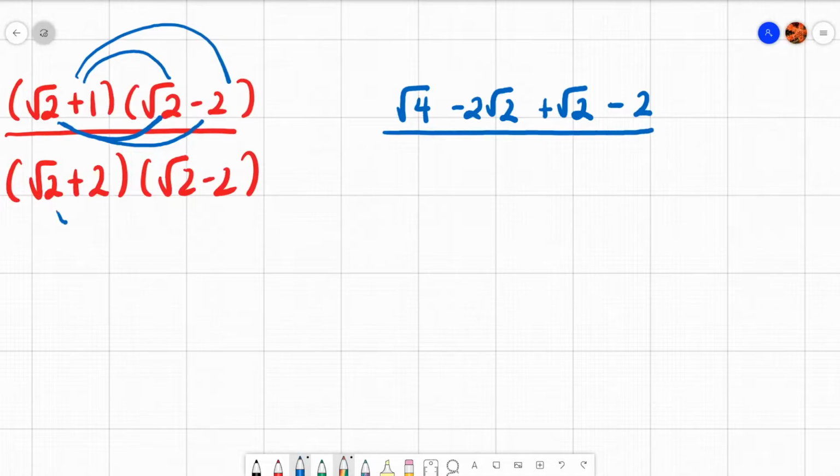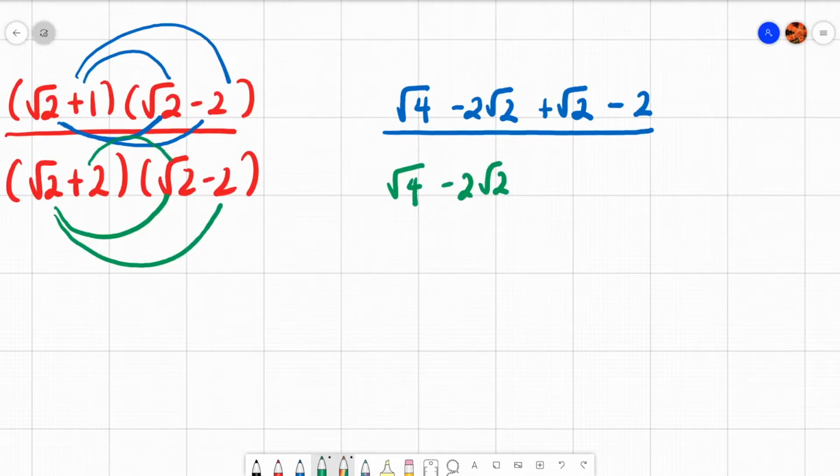Oh, let's do that in a different colour so we don't get mixed up. Square root 2 times square root 2 is square root 4. Square root 2 times minus 2 is minus 2 root 2. 2 times root 2 is plus 2 root 2, because we've got the positive there. And 2 times minus 2 is minus 4.